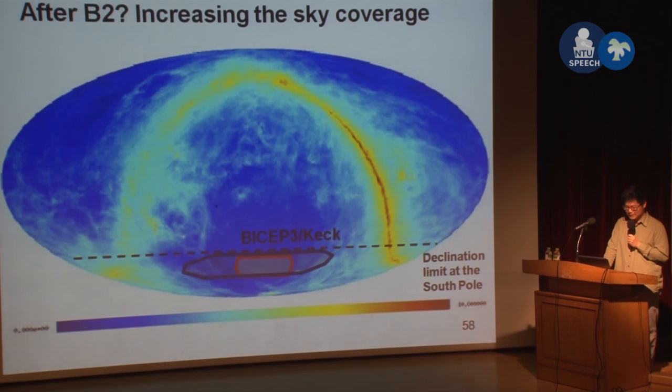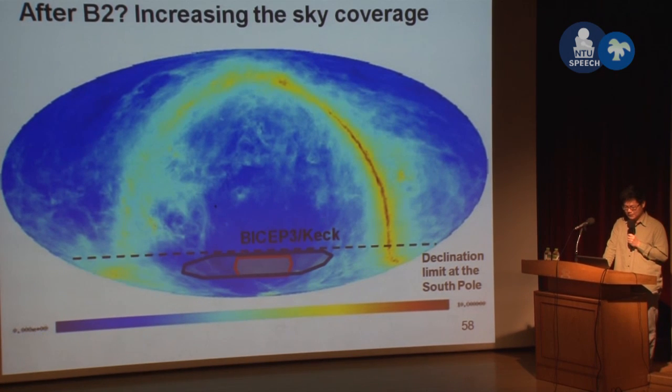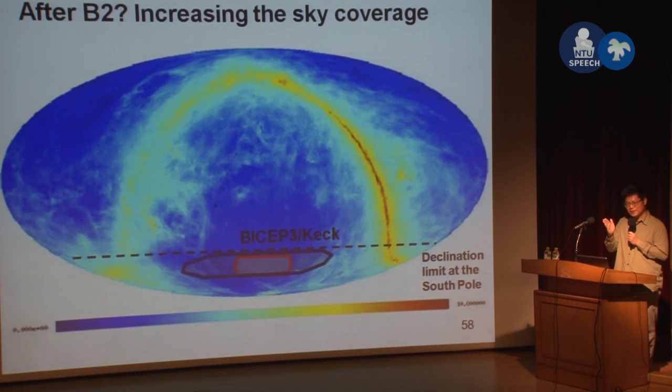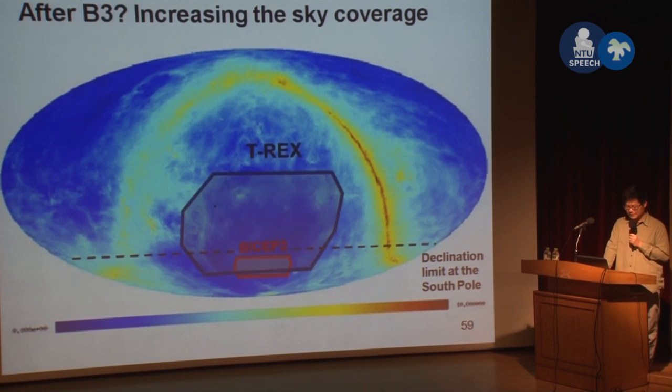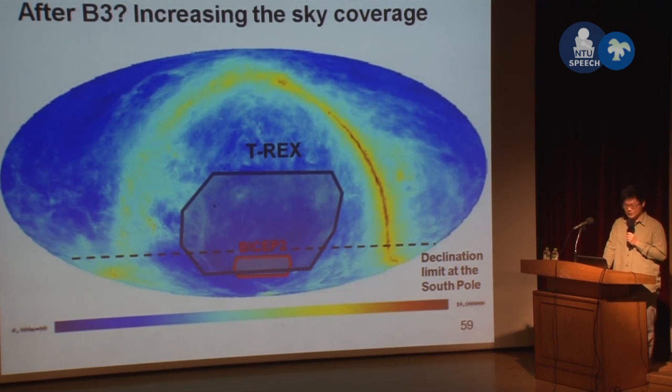So with BICEP3 and Keck next year, we're definitely going to cover more sky, but only to an extent from the South Pole. Because you're at the South Pole, you can't really dip below a certain elevation, which happens to be declination at the South Pole. So you have to go to a mid-latitude site like Chile to cover more sky. So after BICEP3, we're definitely going to Chile and other mid-latitude sites to increase the sky coverage.